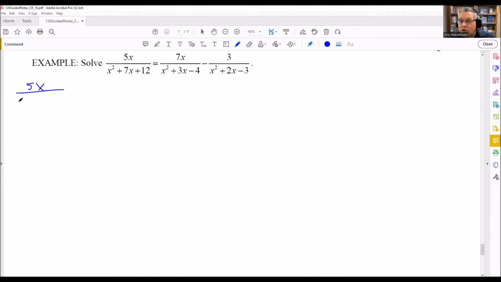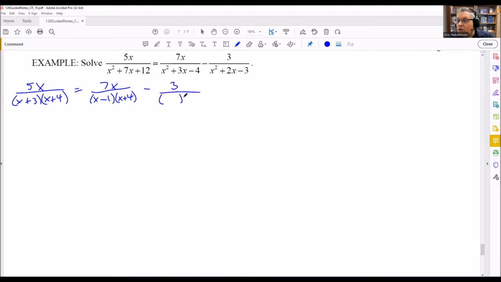over, and if we factor this, two numbers that multiply to make 12 that add to be 7 will be 3 and 4. Both of these will do plus. Next, we have 7x over, and we have these. We have factors of -4 that add up to 3. So we're going to use 1 and 4 here, and the 4 needs to be positive.